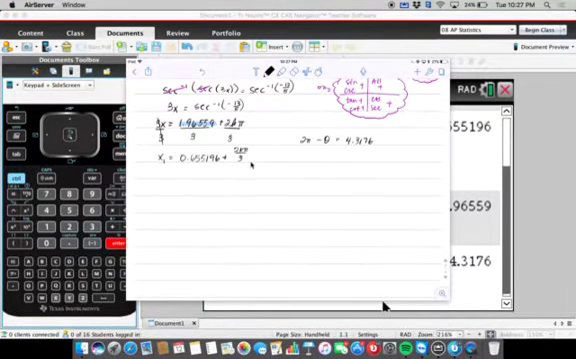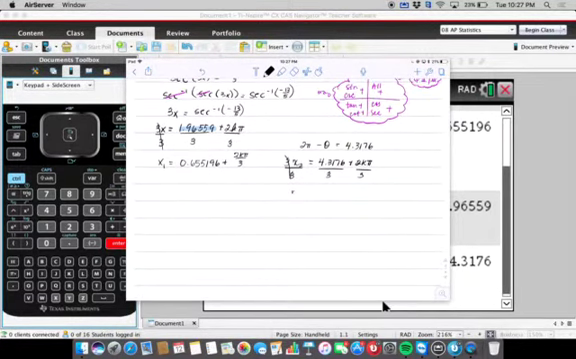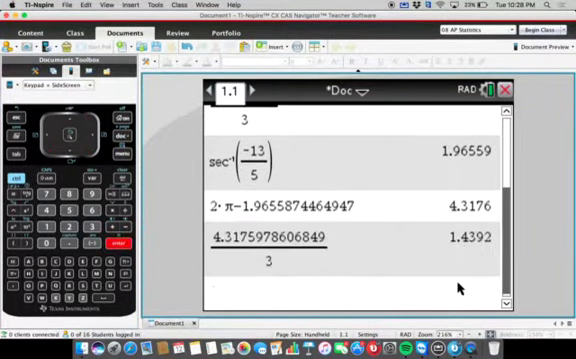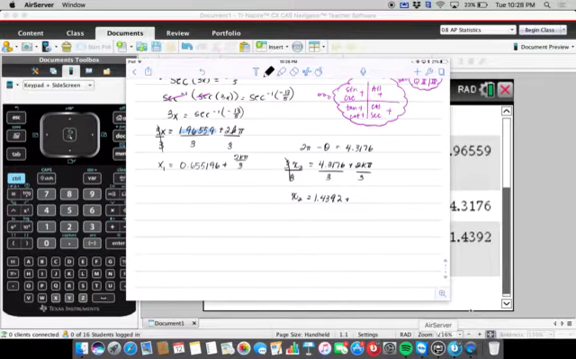So for x2, 3 times x2 is going to equal 4.3176 plus 2k pi. We divide both sides by 3. These cancel out. The second general solution is going to be, if we take this value and divide it by 3, we get 1.4392 plus 2k pi over 3.